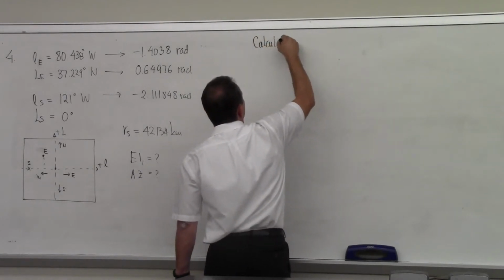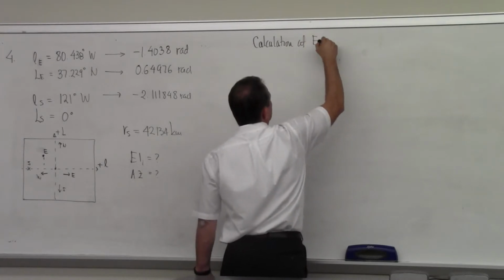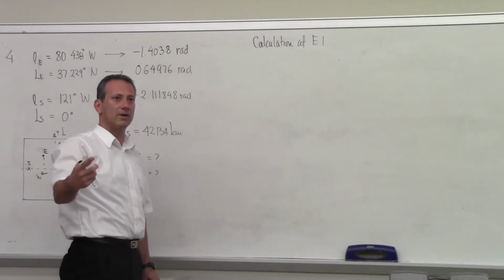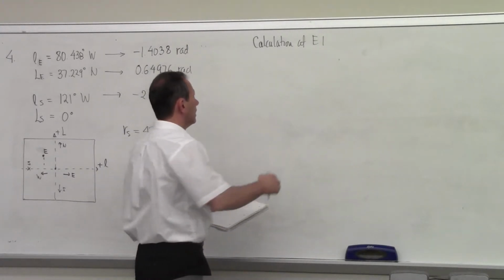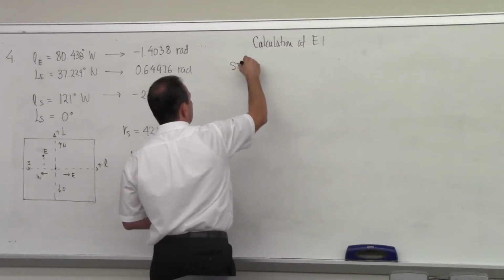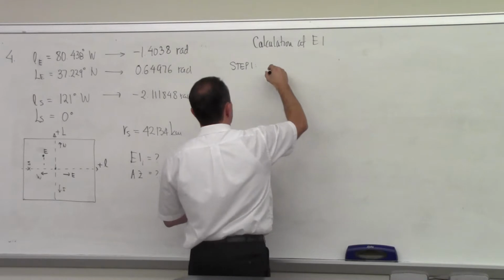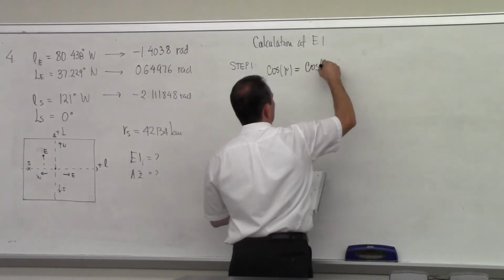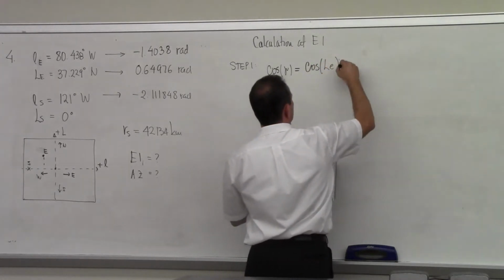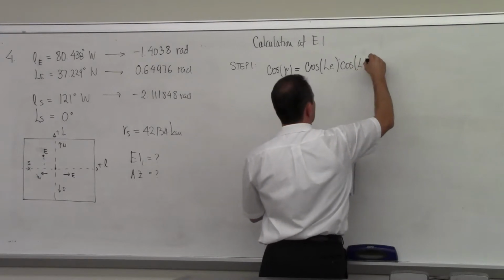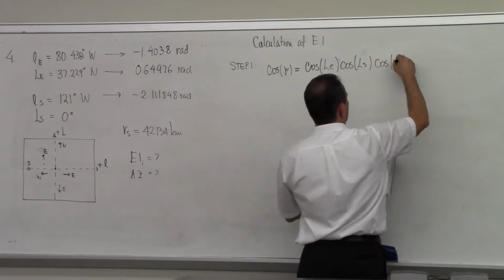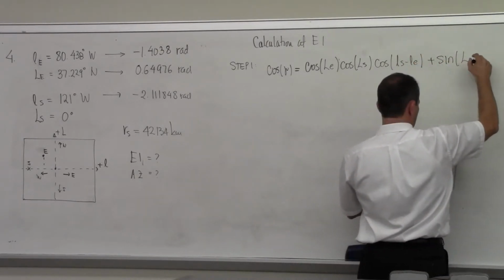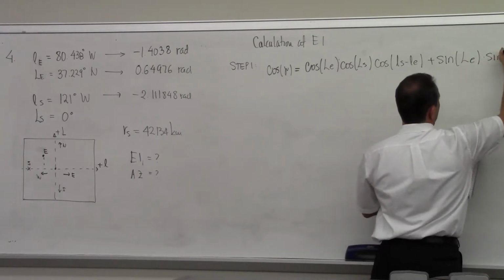Calculation of elevation. Elevation is calculated in two steps. In the first step, you calculate the intermediary angle gamma, and then in the second step, you calculate elevation. So step 1: cosine of gamma is equal to cosine of the latitude of the Earth station, LE, times cosine of the latitude of the sub-satellite point, LS, times cosine of LS minus LE, plus sine of LE times sine of LS.